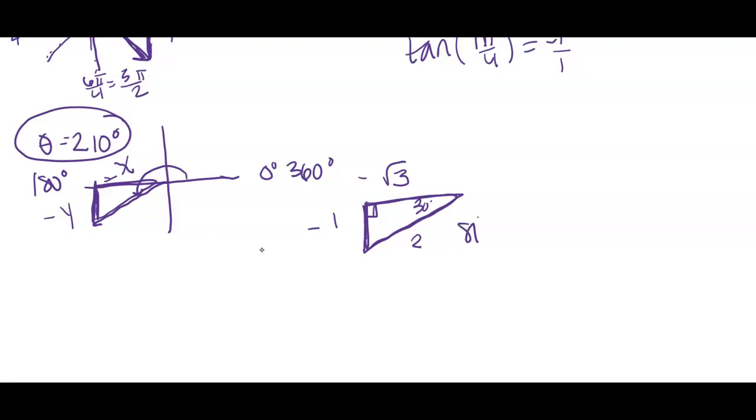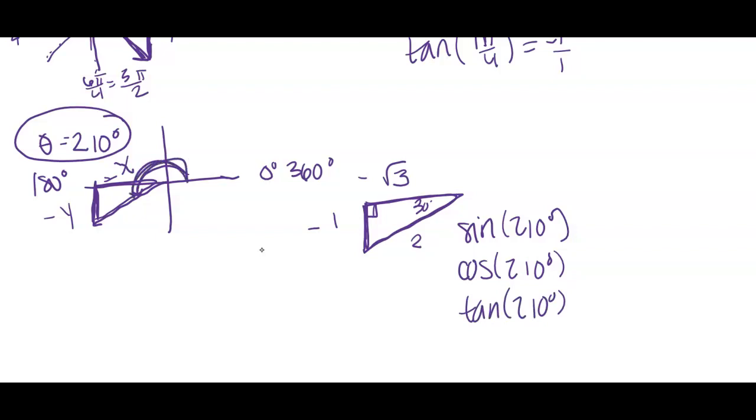And then again, I can find the sine, the cosine, and the tangent for that angle using our reference triangle right here. So sine would be negative 1 over 2, cosine would be negative root 3 over 2, and tangent would be negative 1 over negative root 3, and I'm not going to worry about rationalizing the denominator there.